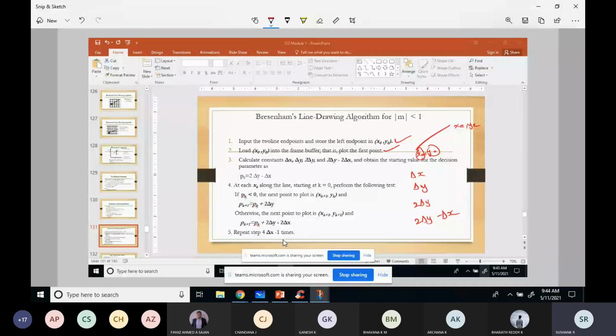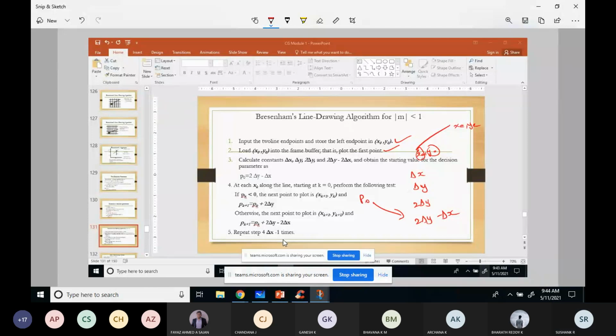So calculate the constants: delta x, delta y, 2 times delta y, and 2 times delta y minus delta x. Get the constants and get the decision parameter. The first thing is you have to find out P naught. P naught is given by 2 times delta y minus delta x.